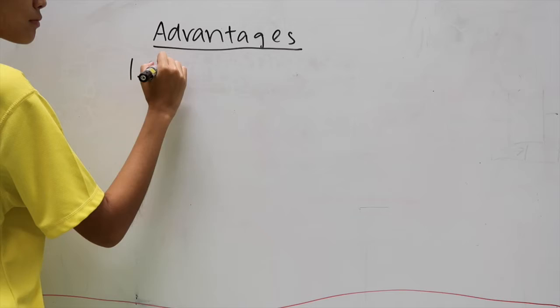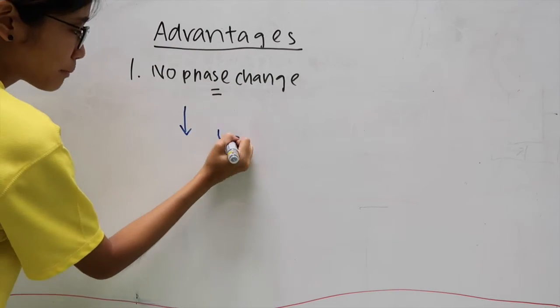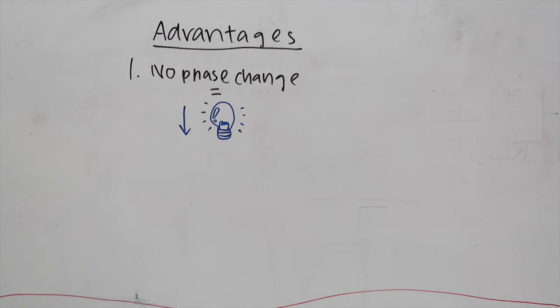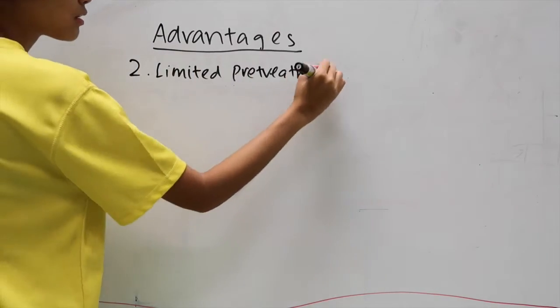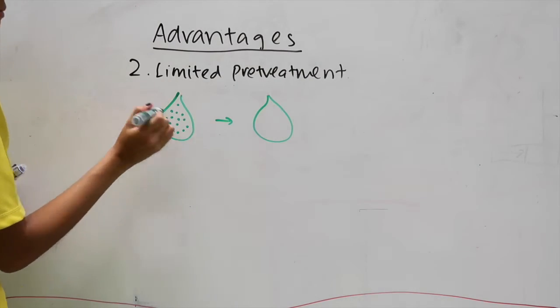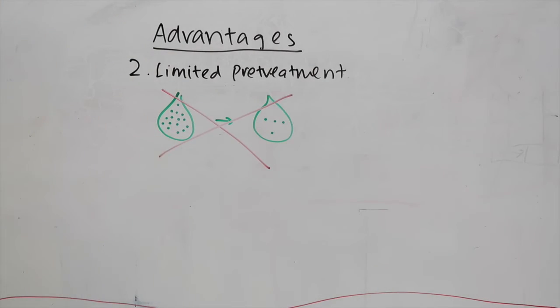Want to know more? Here are some advantages. Firstly, no phase change is required, which results in relatively low energy consumption. Secondly, when brackish water is desalted, limited pretreatment is required before usage. Typically, only chlorination for disinfection will be needed.